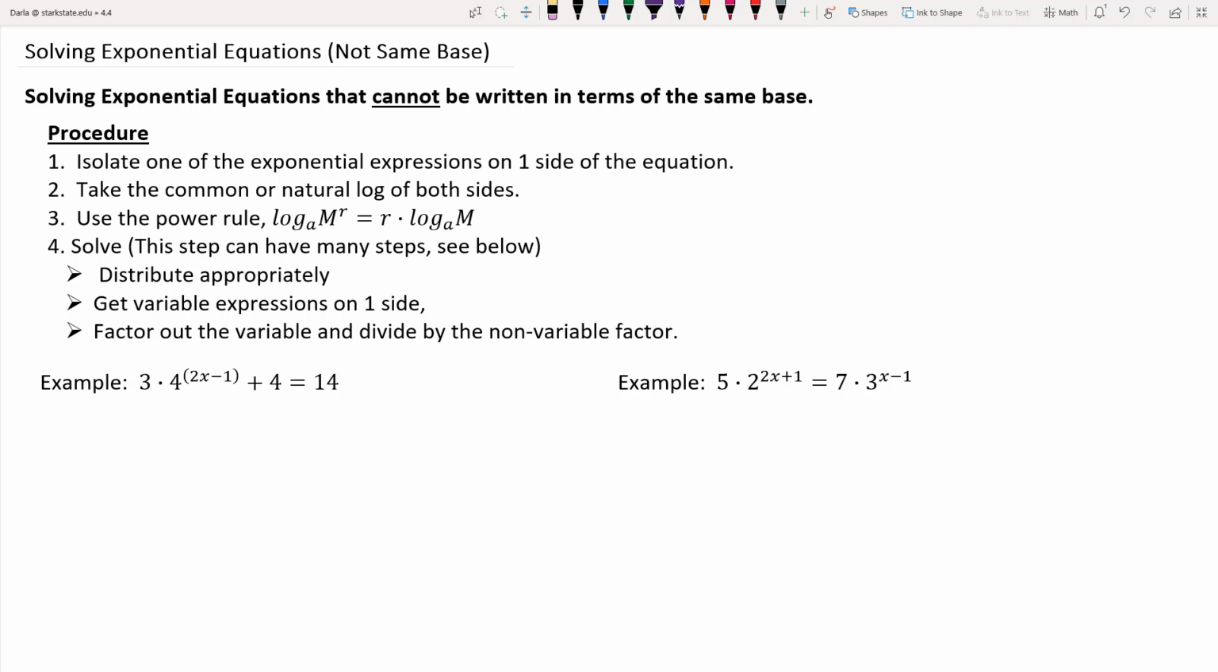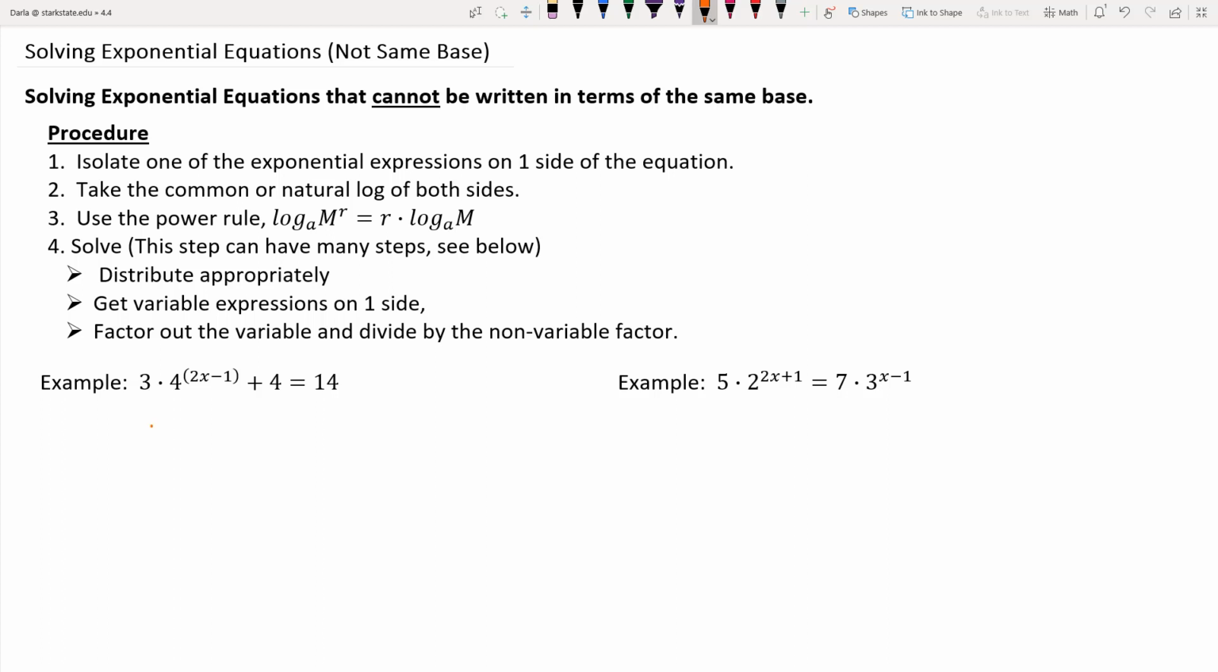Once that's done, then you can apply the common log to both sides of the equation, which maintains balance. And then you can use the power rule, which allows you to bring that power down as a multiplier coefficient on your natural log. And then from there you can solve for x using various steps. So we'll go ahead and take a look at an example.